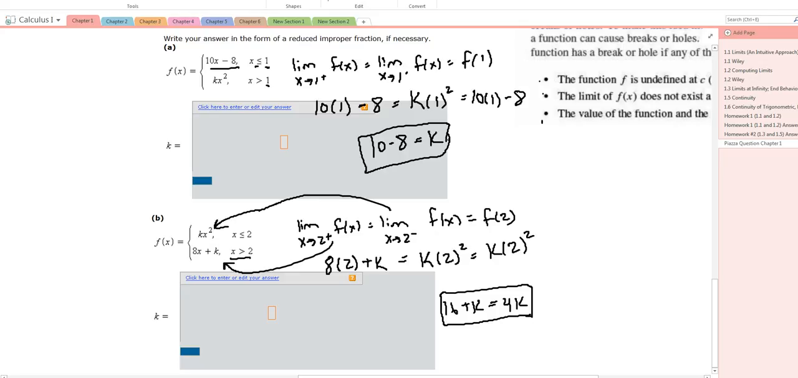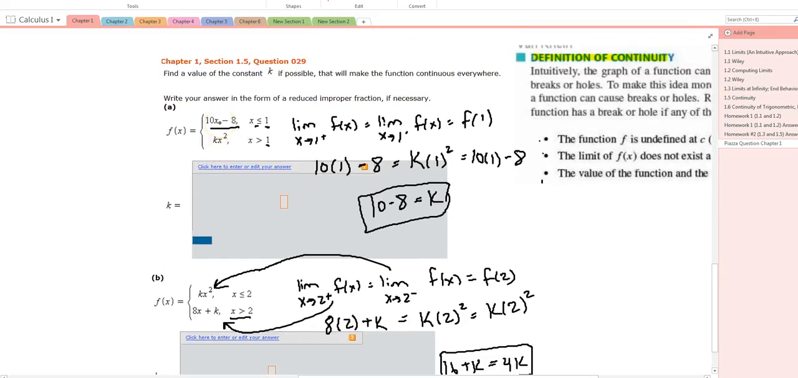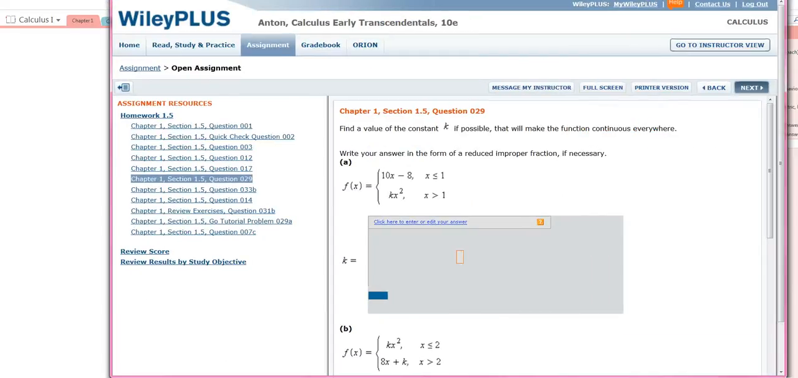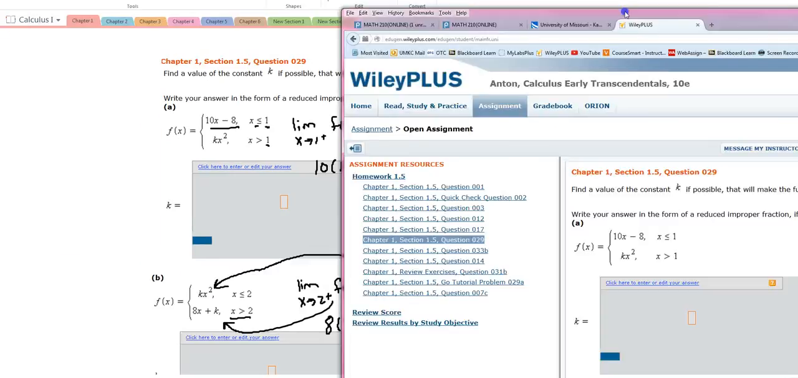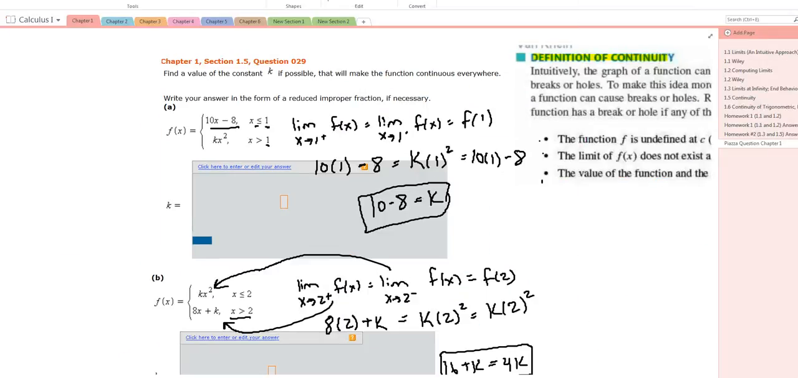So hopefully this answers your question on 29 on 1.5, and there's another problem on Wiley 29A, the tutorial problem that kind of walks you through that. Please keep me posted if you have any other questions.